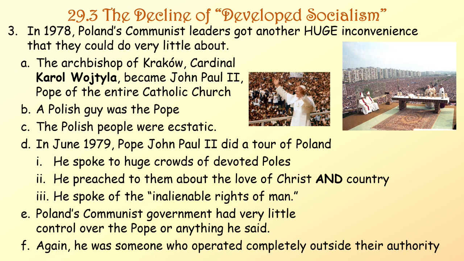In June 1979, Pope John Paul II did a tour of Poland. He spoke to huge crowds of devoted Poles, and he preached to them about the love of Christ and country, and he spoke of the inalienable rights of man. And Poland's communist government had very little control over the Pope or anything he said. Again, he was someone who operated completely outside of their authority.